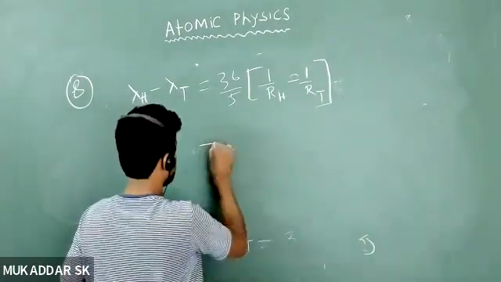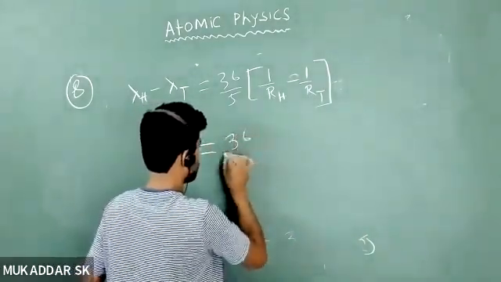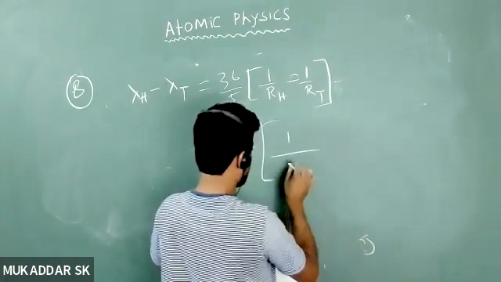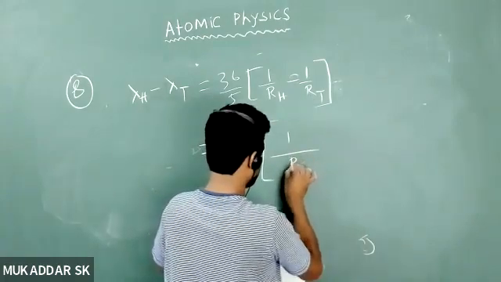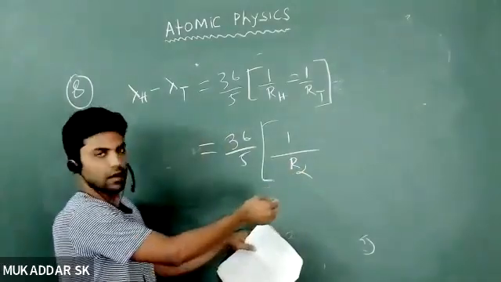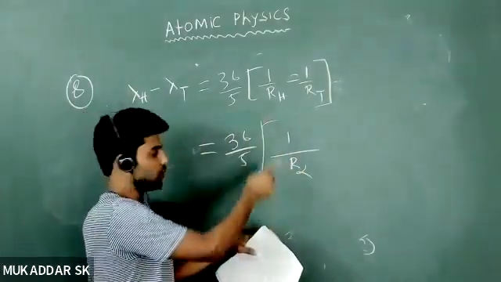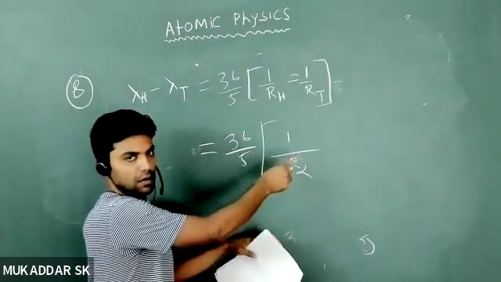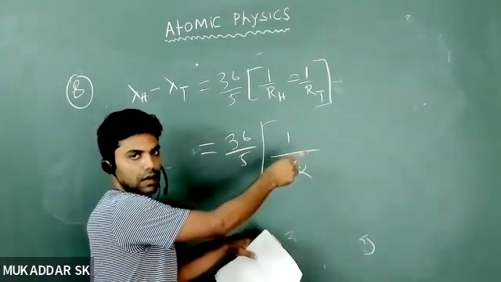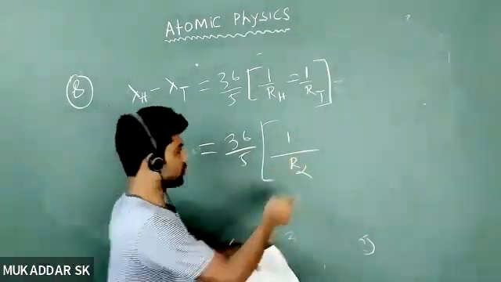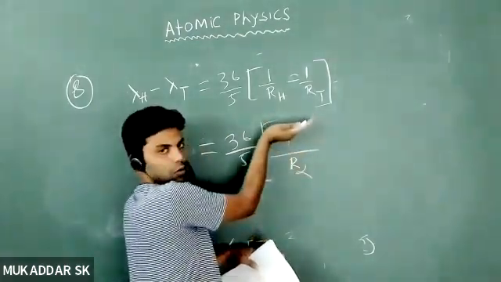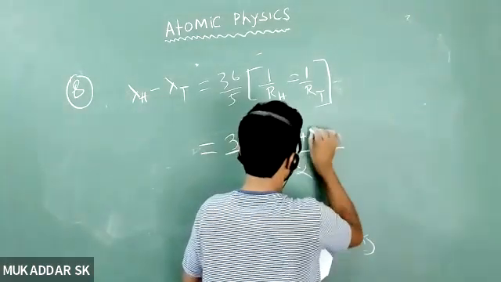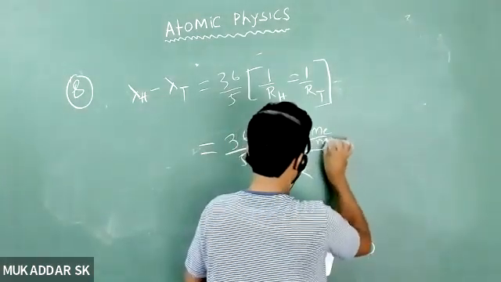So if you solve it, you will basically get 36 by 5 into RH. RH will be how much? I told you, R infinity. So for a finite mass nucleus, R will be R infinity divided by 1 plus mass of electron divided by mass of nucleon. So that denominator part will go to the numerator, because this is 1 by RH. So basically what you will get is 1 plus mass of electron divided by mass of proton.